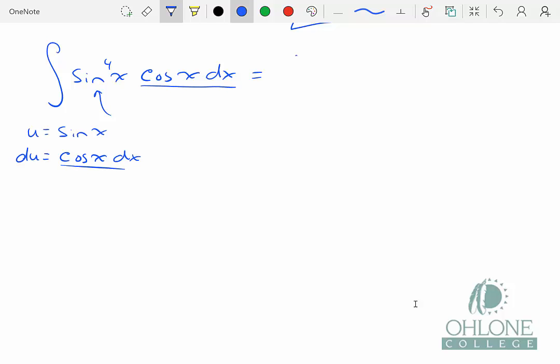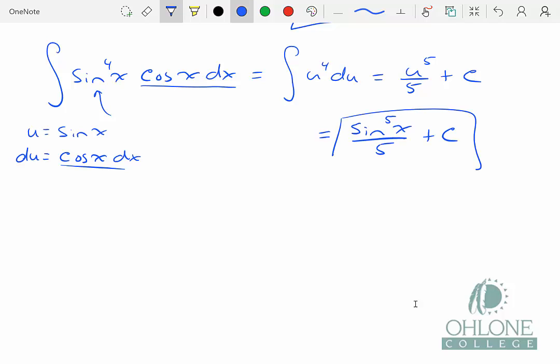So now the integral becomes the integral of u to the 4th power times du. This, of course, is using the power rule, so u to the 5th over 5 plus c, and then I substitute back in terms of x, and I get the sine to the 5th of x divided by 5 plus c. I'll go ahead and check that derivative.